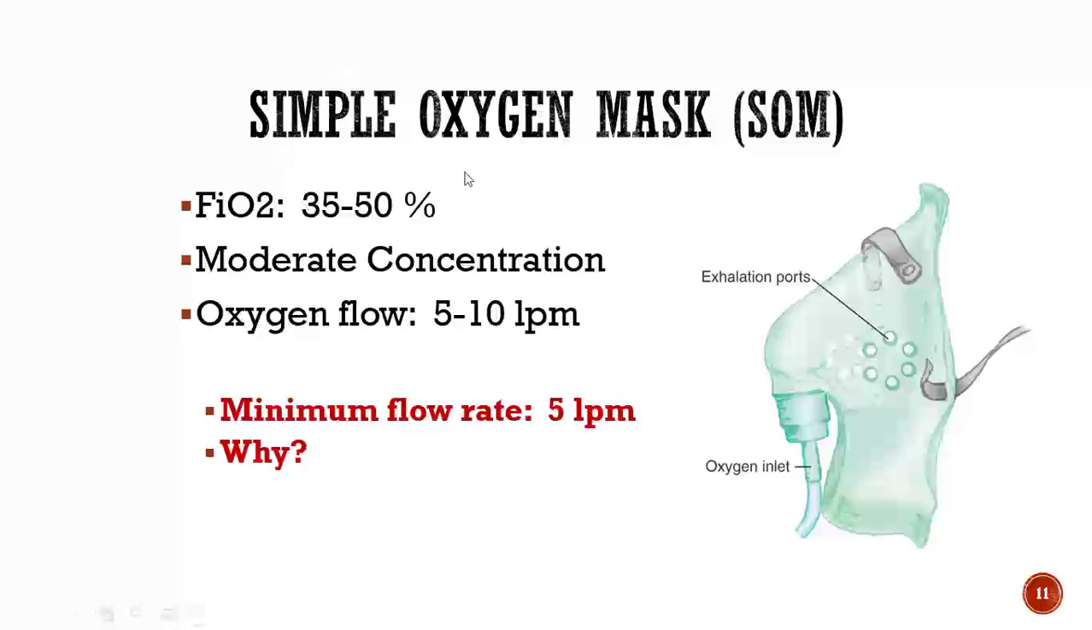I gave you guys a grid to look at all the O2 devices that break up the percentage and the flows and things like that. Big takeaway for the simple oxygen mask is you cannot use them at less than 5 liters per minute. And the reason why is they've got these exhalation ports, but if you're not on at least 5 liters of flow, then it's not enough to flush the CO2 out of this mask because this mask covers their nose and it covers their mouth. So if you have this set at 3 liters per minute, it's not going to be enough to flush out that CO2.